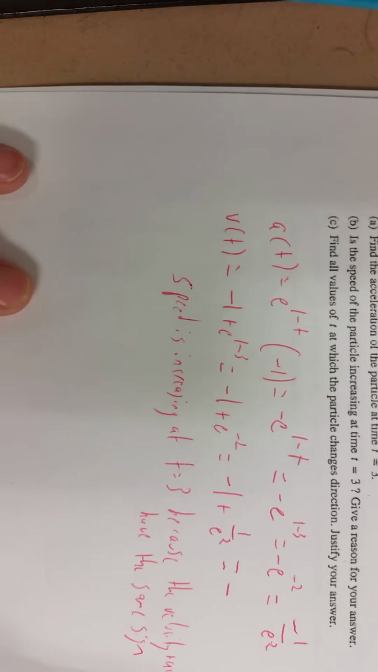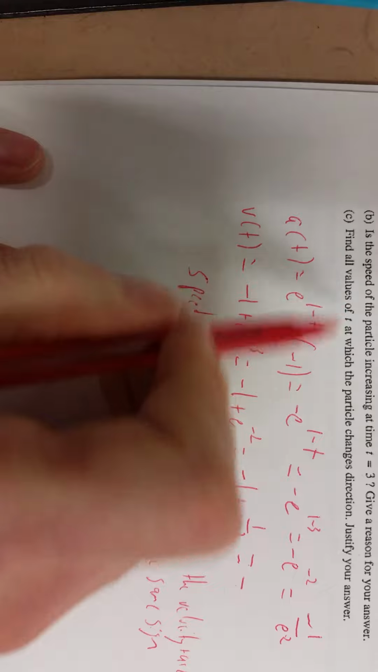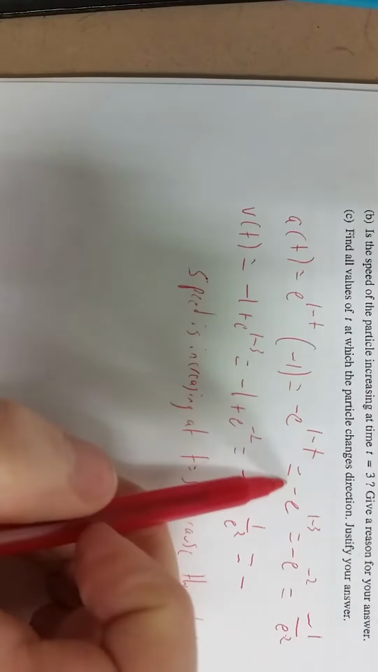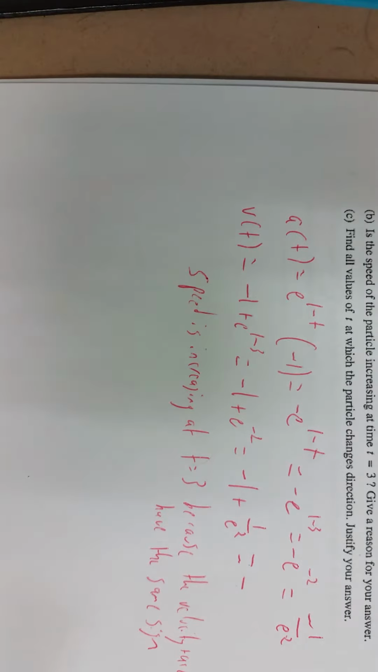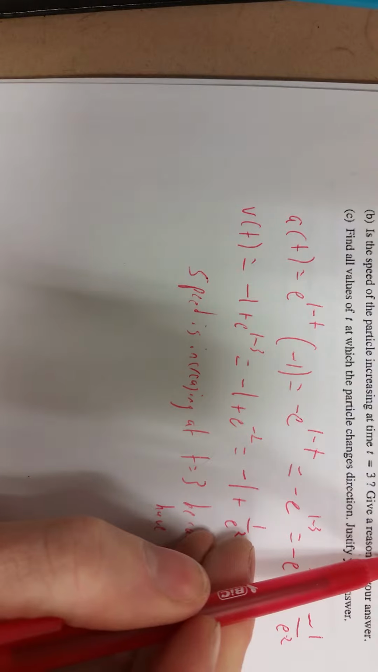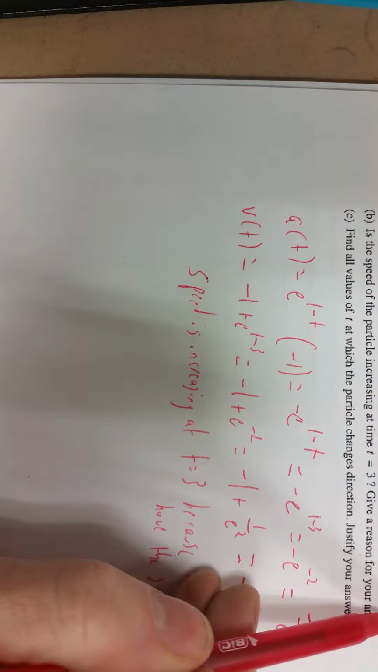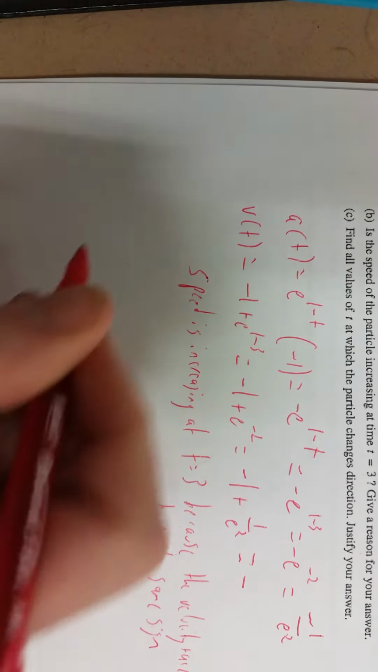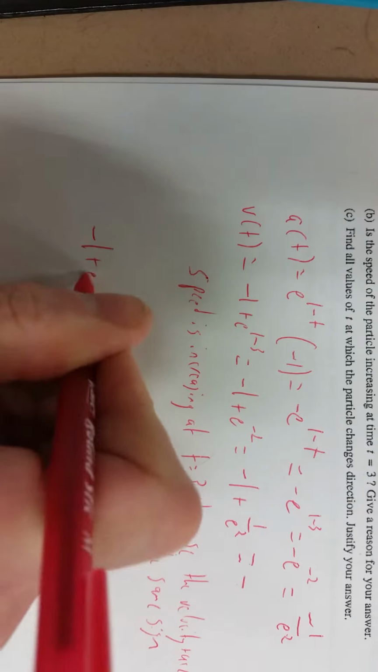Now let's have a look at C. Find the values of t at which the particle changes direction. A particle is going to change direction when the velocity switches from positive to negative, or vice versa. Remember, the velocity can only change signs when it's 0. From positive to negative or negative to positive, it can only change signs when it's 0. So our job is to figure out when the velocity is 0. That's the velocity, so when is that thing equal to 0?